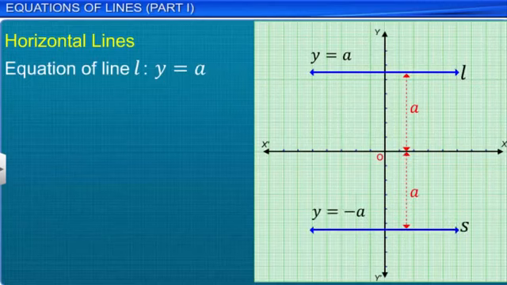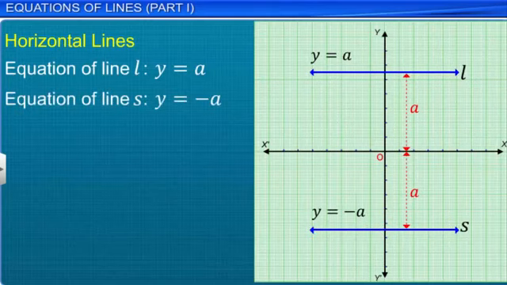Consider another horizontal line S that intersects the negative side of the y-axis at a distance a from the x-axis. The y-coordinate of every point on line S at any position is -a. Thus, the equation of line S is y is equal to -a.